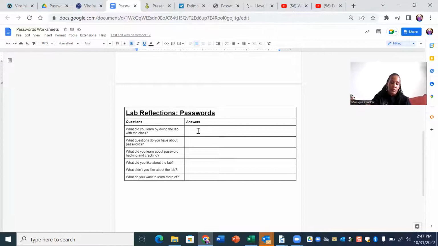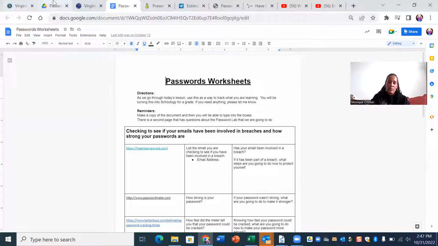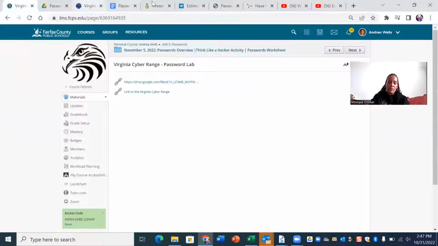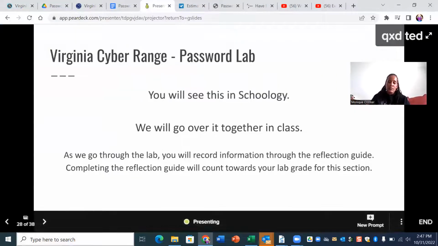What did you learn by doing the lab? What questions do you have about the lab? What did you learn about password hacking and cracking? What did you like about the lab? What didn't you like about the lab? And what would you like to learn more of? So this would be part of that worksheet. That way they can go through it afterward to reflect on what they learned or wanted more of, or didn't understand or didn't like. So that's what we would do for the Virginia Cyber Range Lab.